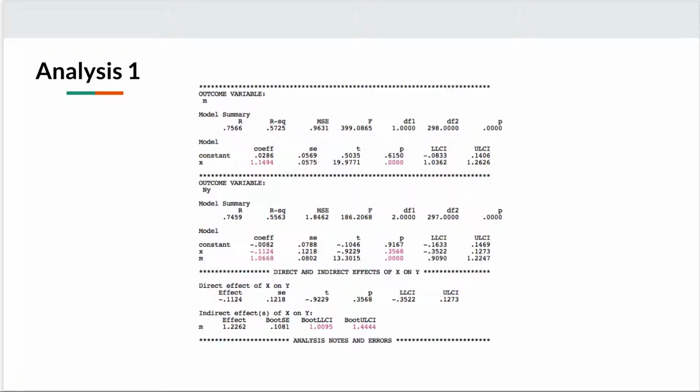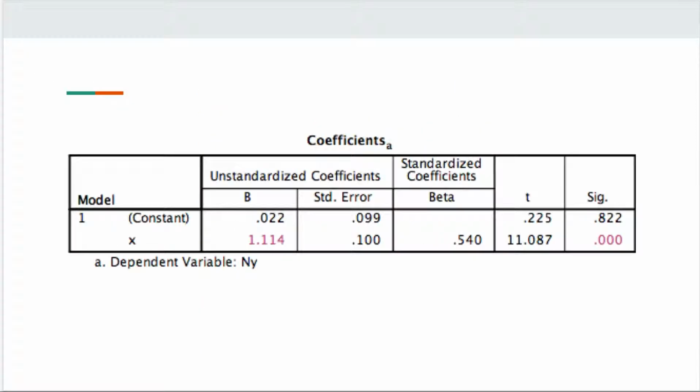Then I calculated the confidence interval for the indirect effect using bootstrapping for the indirect effect of X and Y, or C. The confidence interval was between 1.0095 and 1.4444. We can use bootstrapping according to Preacher and Hayes because it does not impose the assumption of normality on the sampling distribution. So here's my regression analysis.